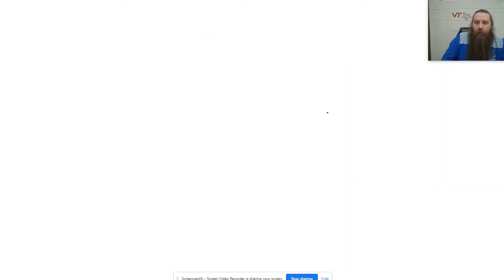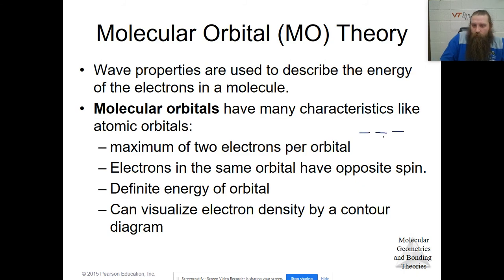If I have 2p, that's it. I can put 2 in a seat. I can't all of a sudden do 3. That won't work. The electrons in the same orbital have to have the opposite spin, so we're still abiding by Pauli's exclusion principle. There is a definite energy associated with each orbital. So that's still good. The further away you are from the nucleus, the more energy you have. But now we can visualize this electron density using a diagram.